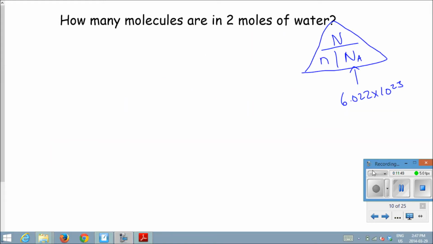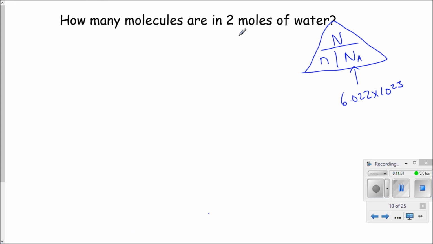So how many molecules are in 2 moles of water? Remember, when you write the units, you write it as MOL. Okay, when you actually put it into your equation, this is your triangle here. Check off what you want to find and check off what you have and go ahead and solve it. Bring it to class tomorrow.